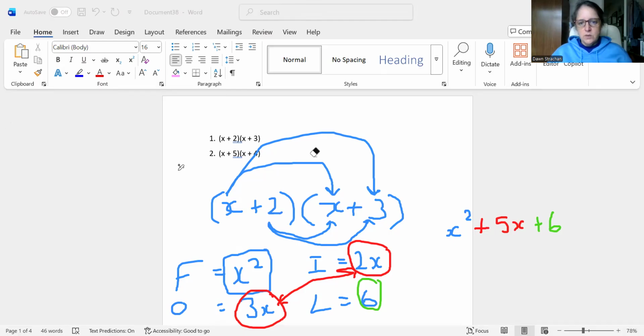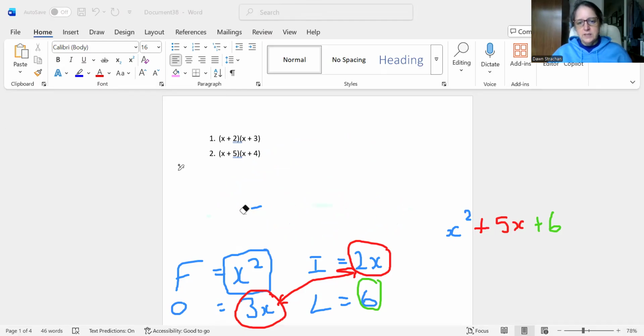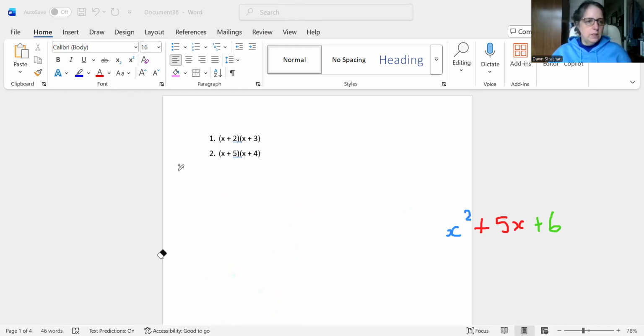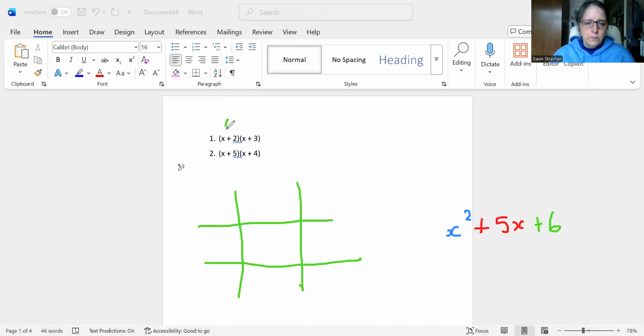The other way we can do it is to clear all of this, and we start by drawing ourselves a noughts and crosses grid. And we can put one of the brackets across the top. So I'll take that one, x plus 2, and then we'll pop the other bracket down the side. So x plus 3.